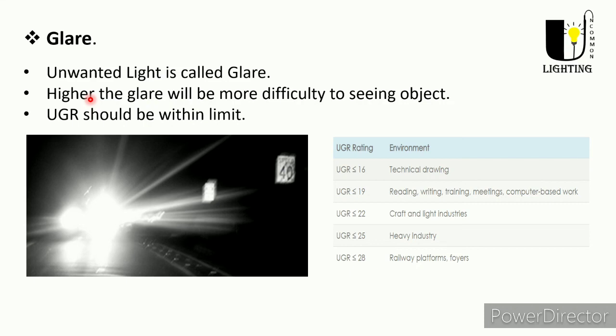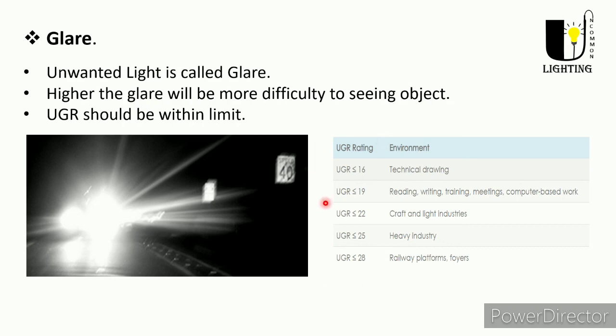So there should always be a limit, and the limit is mentioned in the table. This table will give you the limit, the UGR, that is the Unified Glare Rating. In technical drawing areas the glare rating should be 16. In reading, writing, and training areas it should be 19. In craft and lighting industry it should be 22. In heavy industry it should be 25. On a railway platform it should be 28. These are the limits we have to consider while doing lighting design.